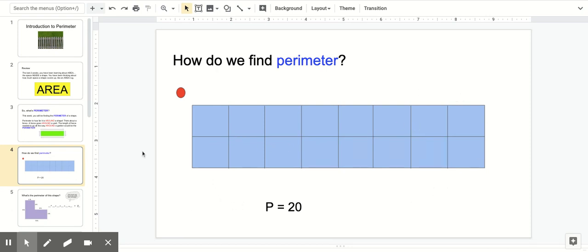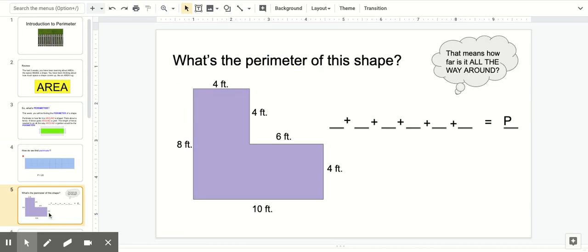But just like with area, we might get a shape that doesn't have squares that we can just count, but it gives us some dimensions. So this would be a fair question. What is the perimeter of this shape? Now, we are not responsible for just finding perimeter of a rectangle. We're responsible for finding the perimeter of any polygon, any shape that's closed in and has straight sides.